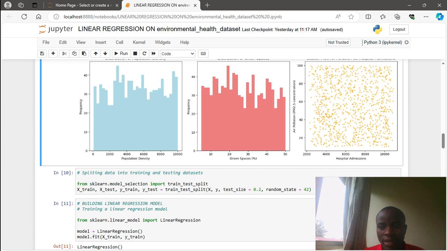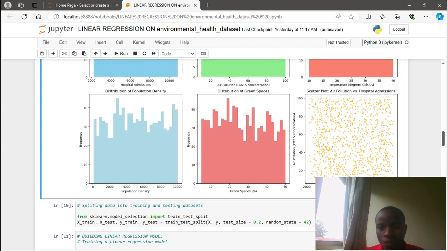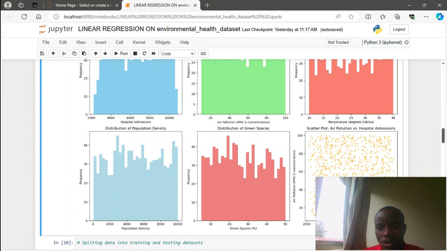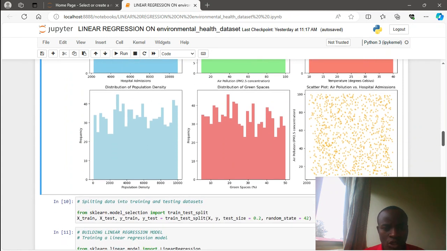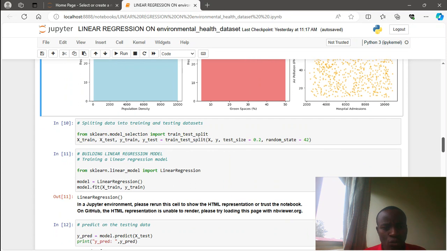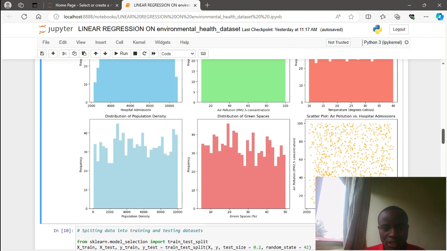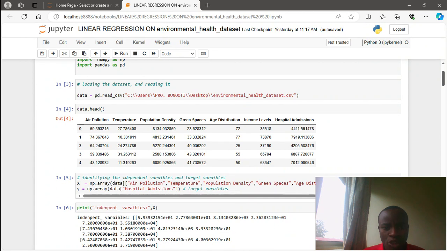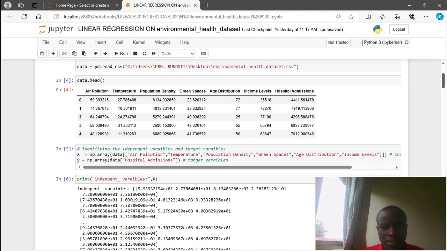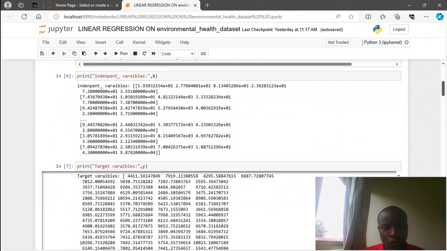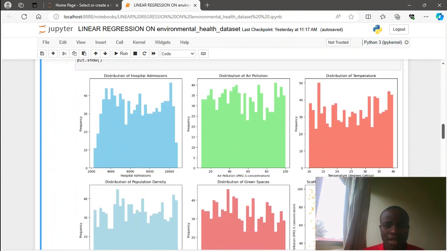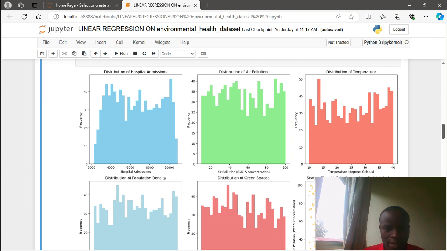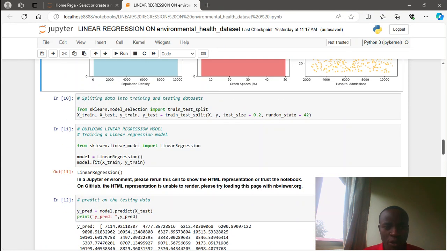Then I had to get the scatter of air pollution vis-a-vis hospital admission. Since my target is to train the model to predict how many people will be admitted depending on the concentration of air pollution, temperature, and age, population density, green spaces. Remember, these things affect the livelihood of humanity. So they also determine how the model will detect the accuracy of this model whenever given the data.